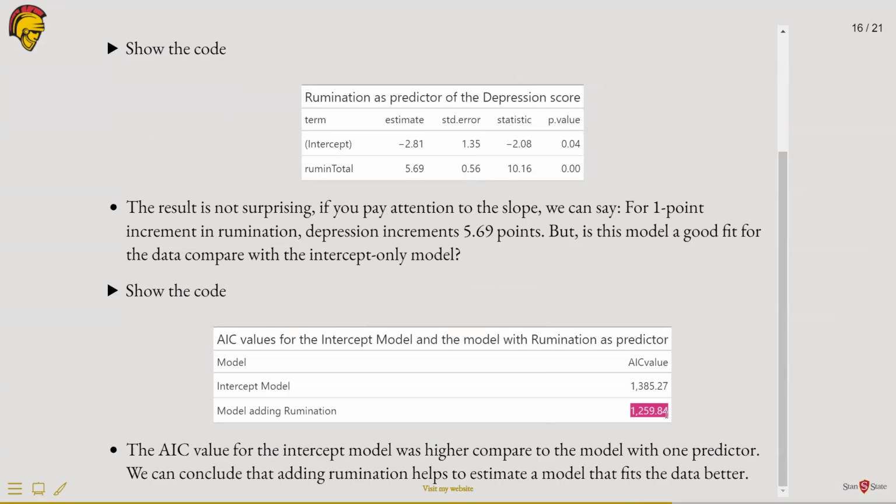What's the story here? How do you interpret the AIC? If the model has a lower AIC, the model is better. If the AIC goes up, the model is worse. All this story just to tell you that, right? So that's how you interpret these numbers. In this case, of course, the AIC value should go down because rumination adds information to the model, right?